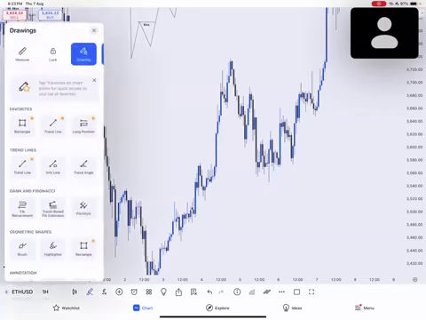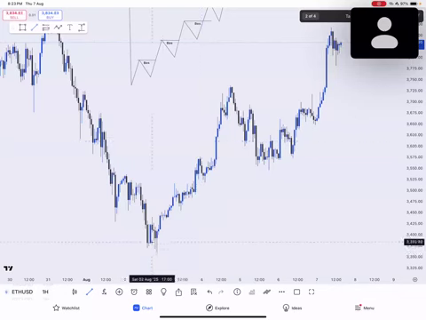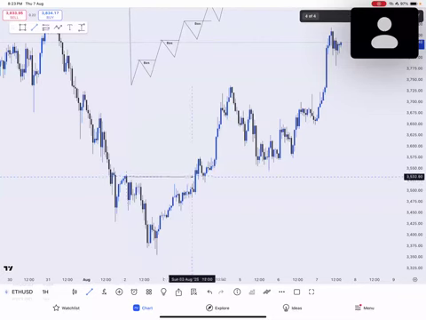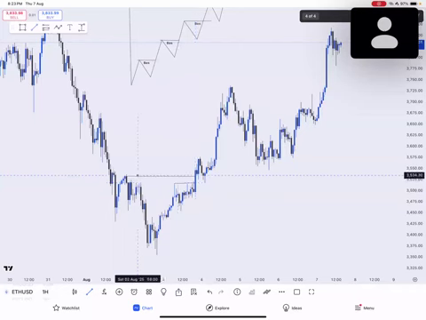Another example of a double break of structure is actually here. You can clearly see this uptrend. But we have this former resistance level here, and then this high here. So when price took this high out and this former resistance, this is a double break of structure.